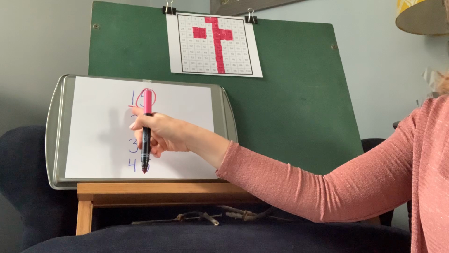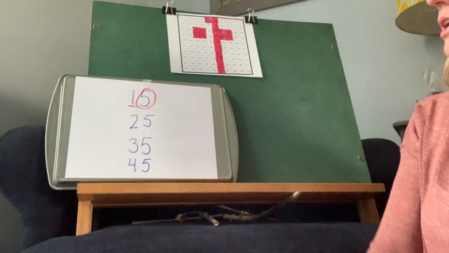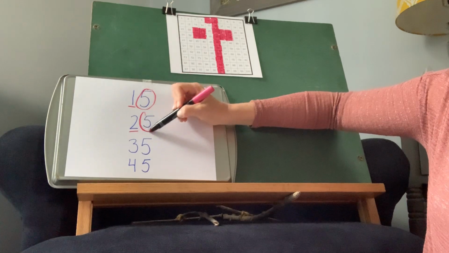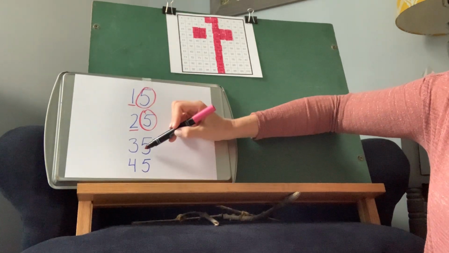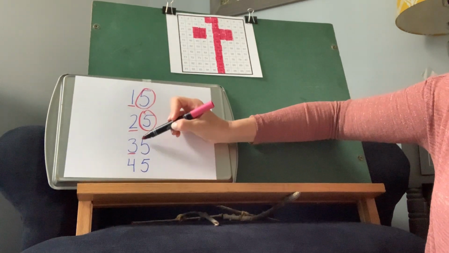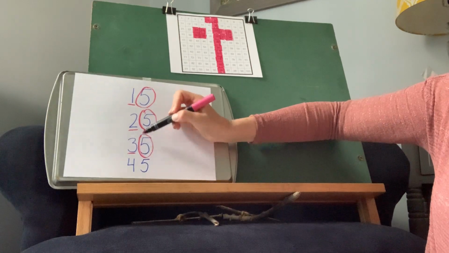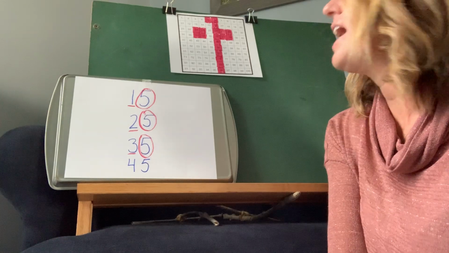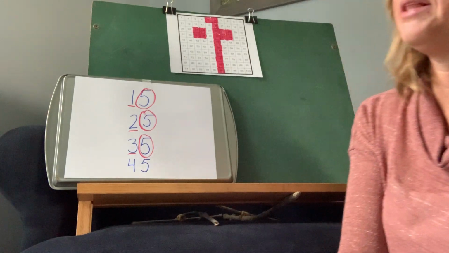So in 15, there's 1 group of 10 and 5 ones. In 25, there's 2 groups of 10 and 5 ones. In 35, there's 3 groups of 10 and 5 ones. We're going to color in the numbers on the hundreds chart that have a 5 in the ones place.